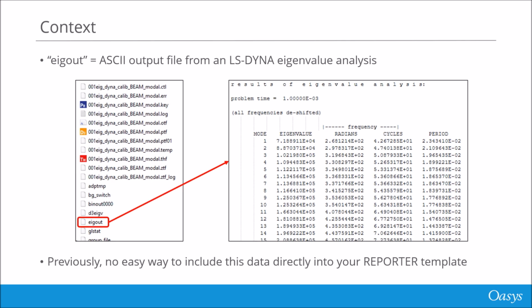When computing an eigenvalue analysis, an ASCII human-readable output file known as Eigout is written by LS-DYNA, containing a summary of the eigenvalue analysis results. For example, a list of frequencies in a normal modes analysis.